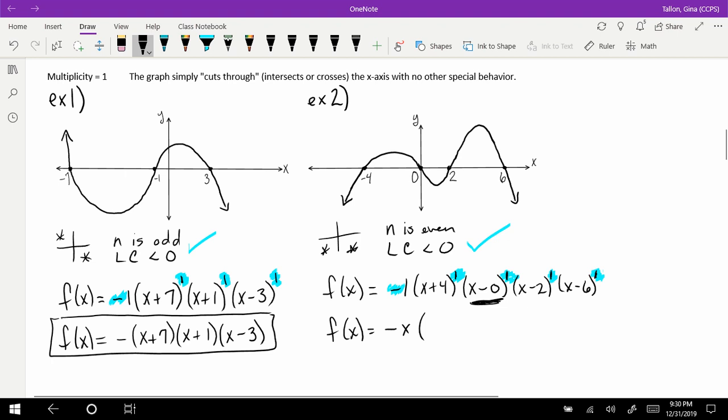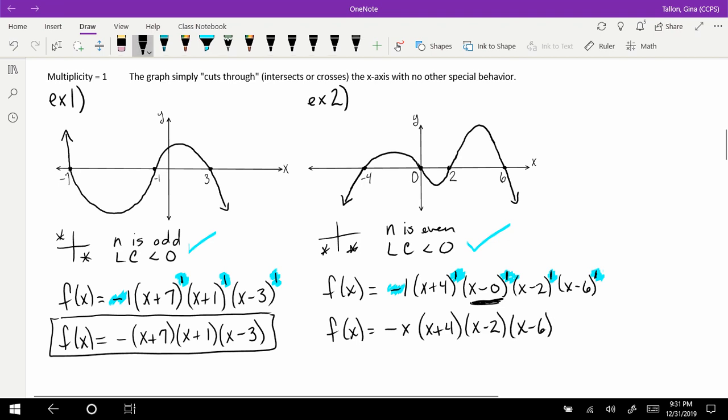It's nice to maintain order, but when you just have x equals 0 as one of your roots, we typically will factor the x to the outside. And then we have x plus 4. I'm not going to write the 1 as an exponent, but I could. x minus 2 to the first, and x minus 6 to the first. Whoops, I said I'm not going to write those, right?